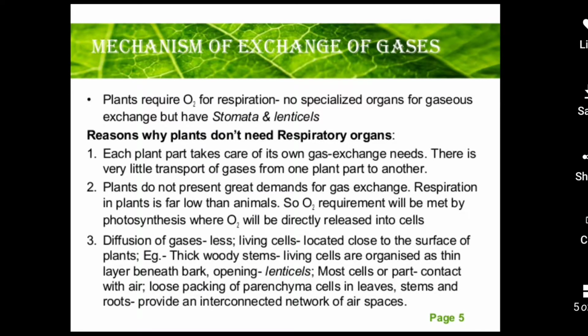There are various reasons why plants do not have specialized respiratory organs. Each plant part is directly involved in the exchange of gases. As plant parts respire at rates far lower than animals do, the need for gas exchange is not much. When cells photosynthesize, availability of oxygen is not a problem in these cells, since oxygen is released within the cells.